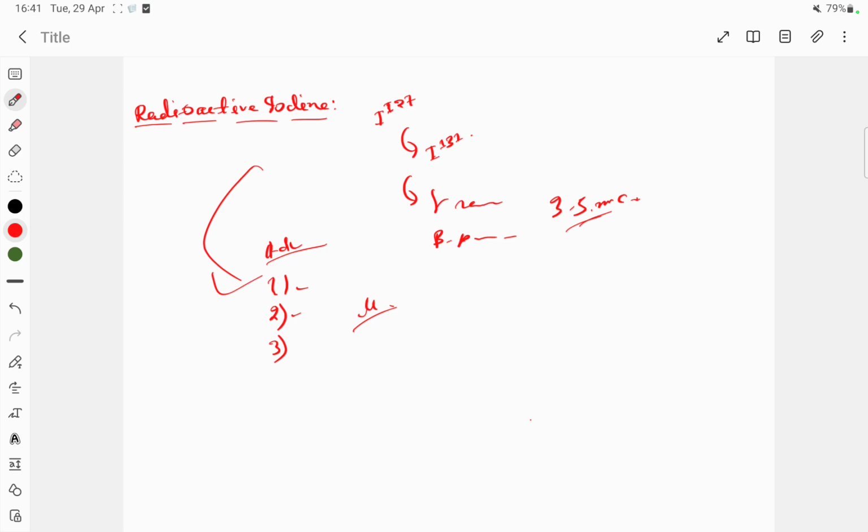And one more use is that it can be used in some types of thyroid cancers in which the iodine gets accumulated in the follicular cells, and these are used after thyroidectomy in those patients. But one thing is that prior stimulation with TSH is necessary.